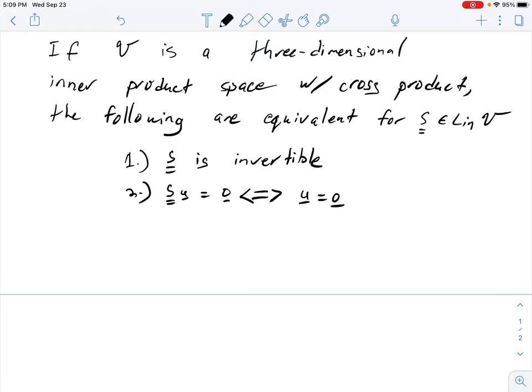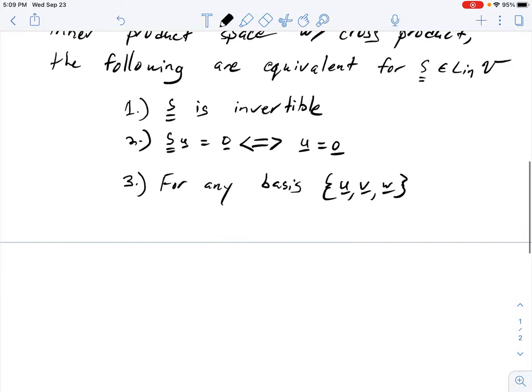The third is going to be applicable for any finite dimensional space. For any basis u, v, w, then Su, Sv, Sw is also a basis.